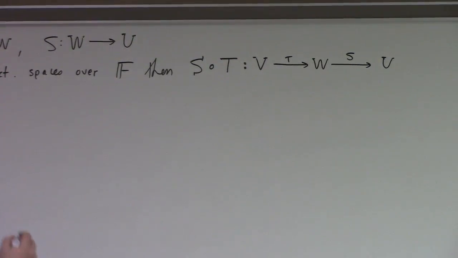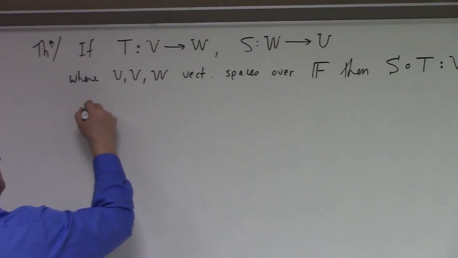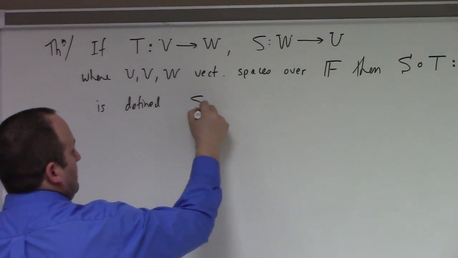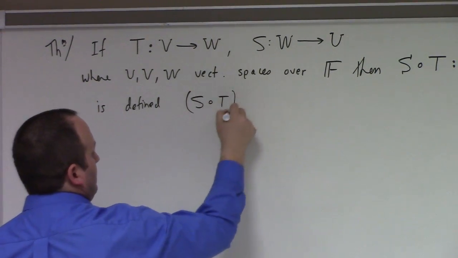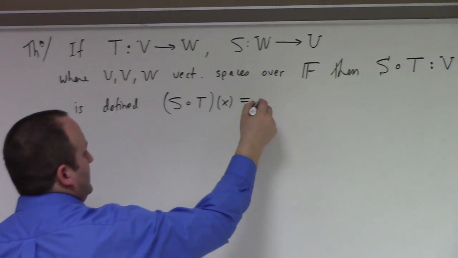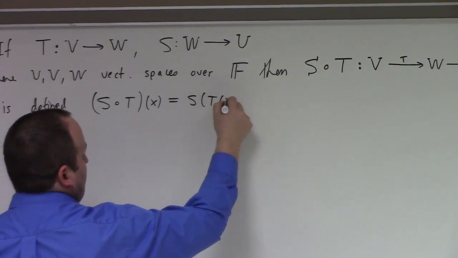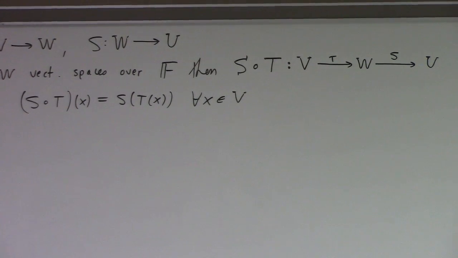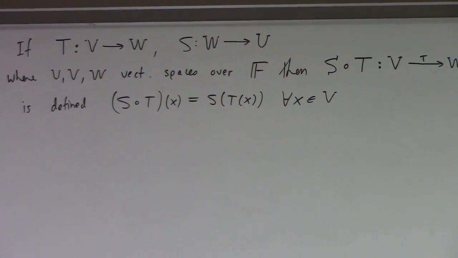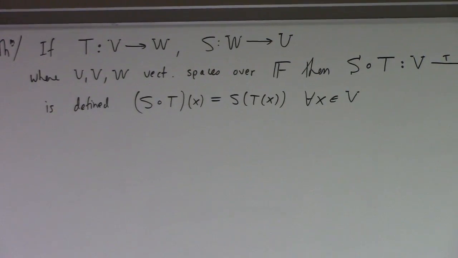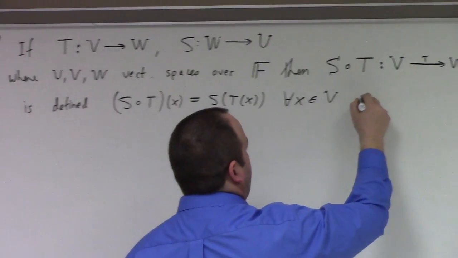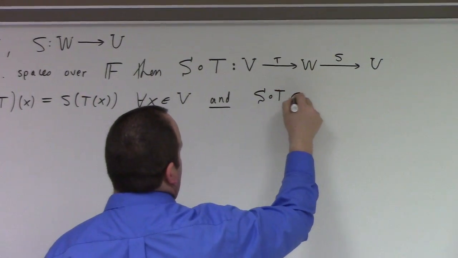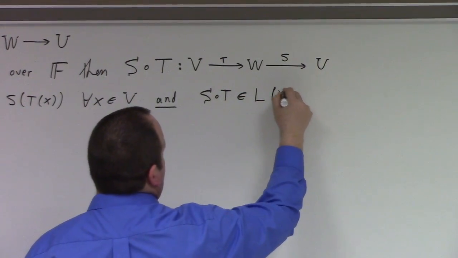How do you define the composite of two linear transformations? How do you define the composite of functions? We do S of T of x, that's it, right? For all x in V. So there's the definition of the composite in case you forgot. And here's really the content of this theorem. The composite of S and T is an element of the linear transformations from V to U.